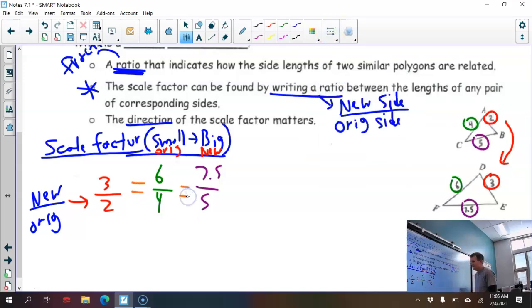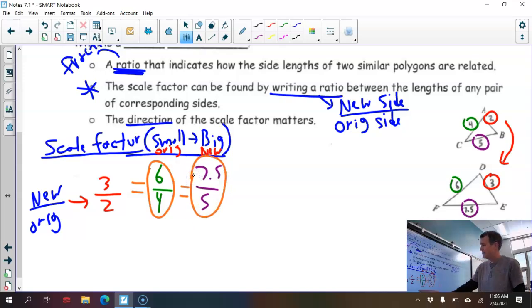Are these all equal? Well, they are all equal, right? If you reduced 6 over 4, it would equal 3 over 2. If you reduce 7.5 over 5, it would equal 3 over 2. All of these are equal, which is why it said their sides are proportional. We're going to get back to that again in a minute. All right, this is if I was doing small to big.